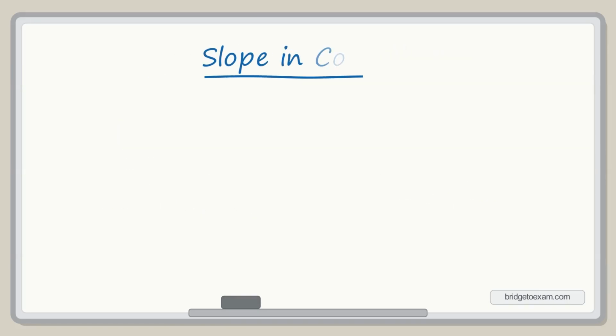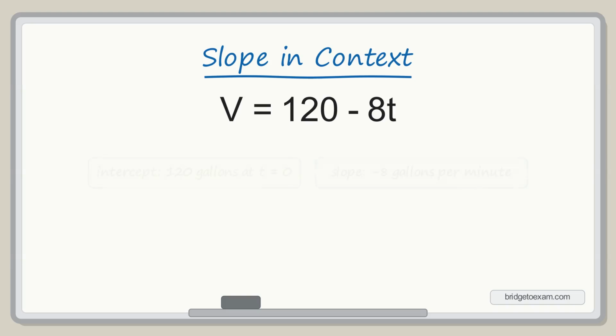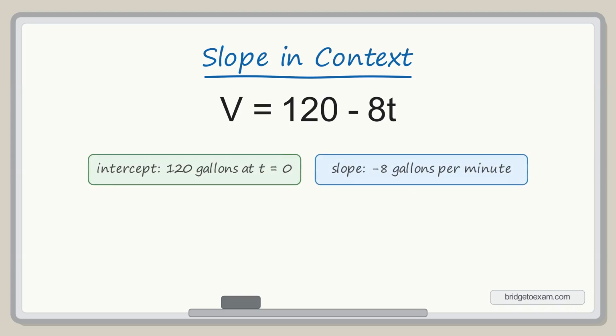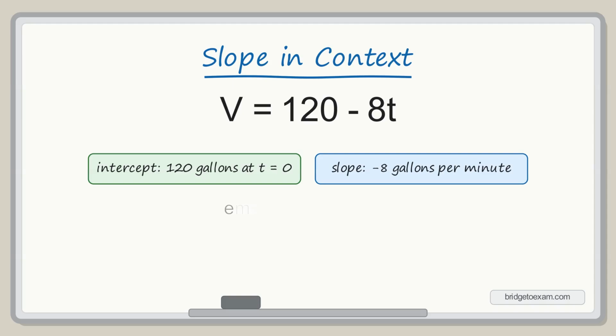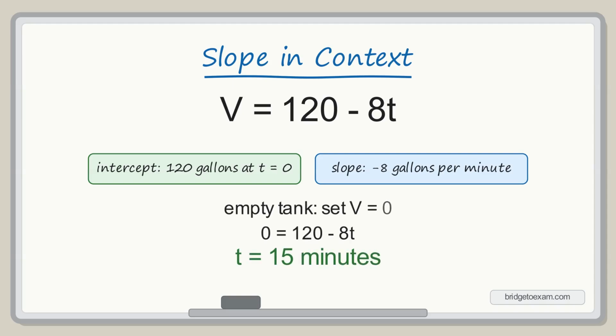In context, say what the slope and intercept mean with units. For a tank model, the intercept 120 is the starting volume. The slope -8 means the volume decreases by 8 gallons per minute.